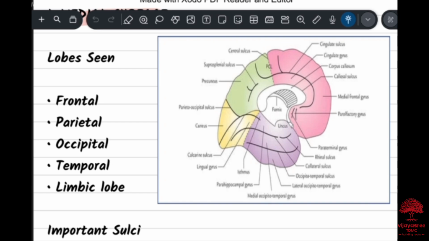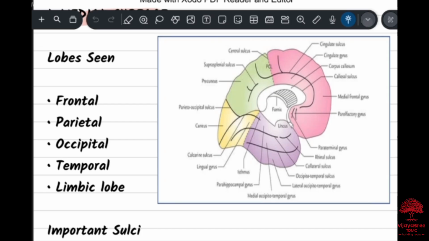So you have to learn at least the sulci, gyri and the functional areas that I have mentioned here. The importance is that a calcarine sulcus lesion can cause a primary visual defect. Then a paracentral lobule lesion, this one, can cause weakness of the opposite lower limb. So this is about the medial surface.